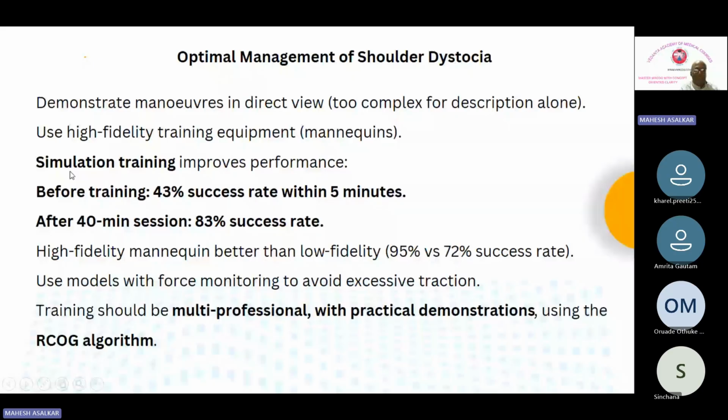Before training there is a 43% success rate within 5 minutes. After the training the success rate doubles to around 83%. Again, these figures will not be asked, but the type of training is simulation training, and training should be multi-professional with practical demonstration using the RCOG algorithm. So the first is simulation training, and the second is multi-professional training with practical demonstration using the RCOG algorithm. These can be the options for your question.